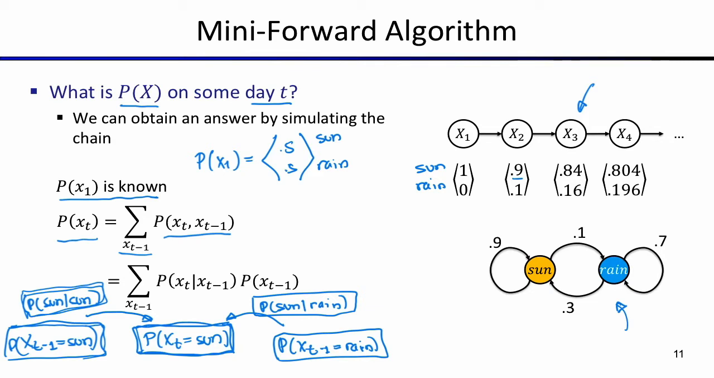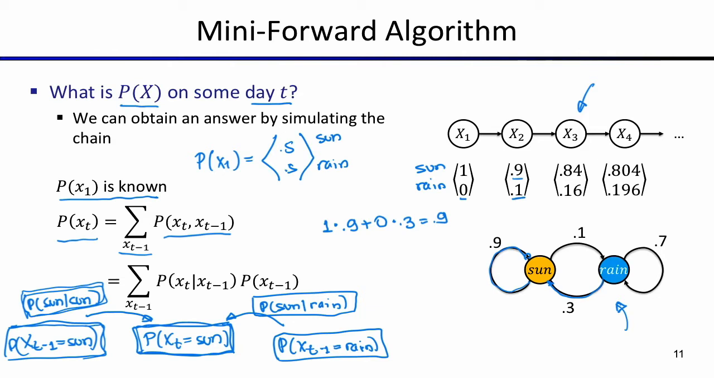On the previous day, I knew that I had a sunny day, times the probability of transitioning from a sunny day to a sunny day, which is this guy here, 0.9, plus the probability that the previous day was a rainy day, 0, times the probability of transitioning from rainy to a sunny day, which is this guy here, 0.3. That is the 0.9.